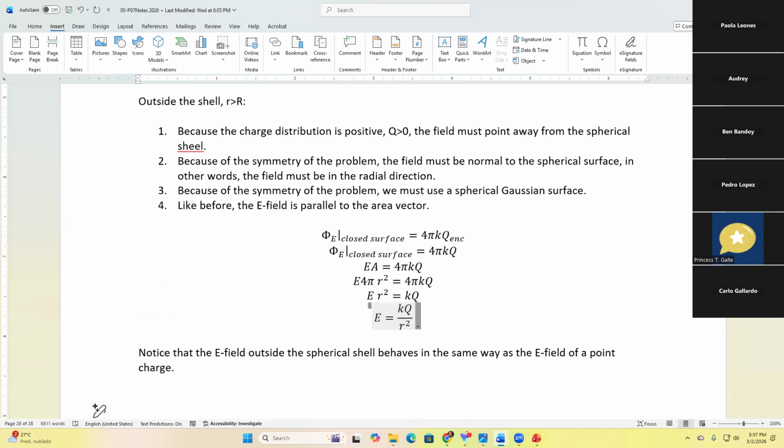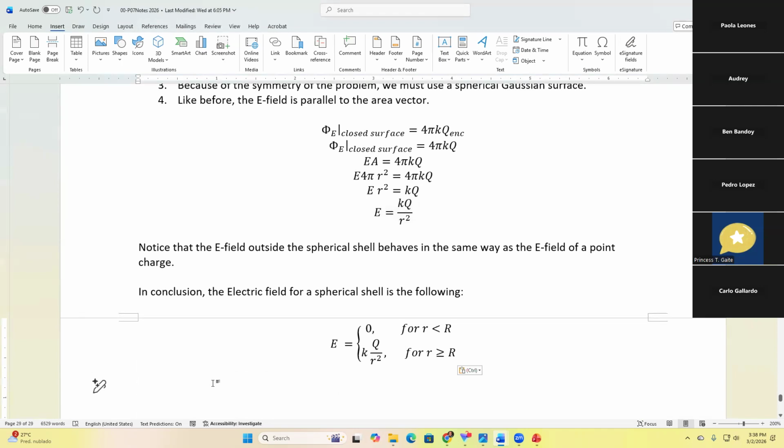So those are the two simplest problems that you're going to see for Gauss's law. There are others. We can here write, in conclusion, how do we write the solution, right? Mathematically, we write like that. E is equal to 0 for R less than big R. E equal to that thing here for R greater or equal than big R.